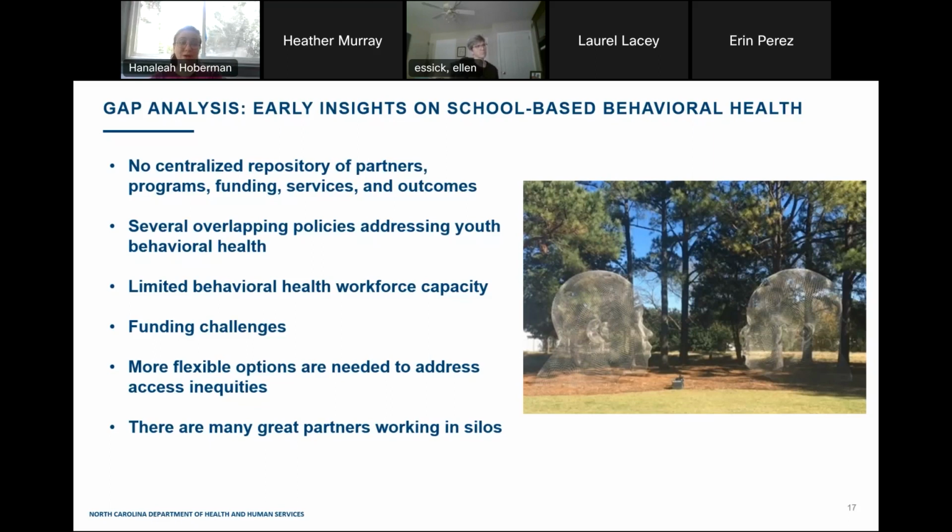We also found out on the positive side that we have many phenomenal partners in the space. There were so many great things happening across the state, but they weren't necessarily speaking to each other. They didn't necessarily know what each other were doing and weren't able to build on that knowledge and experience from each other.